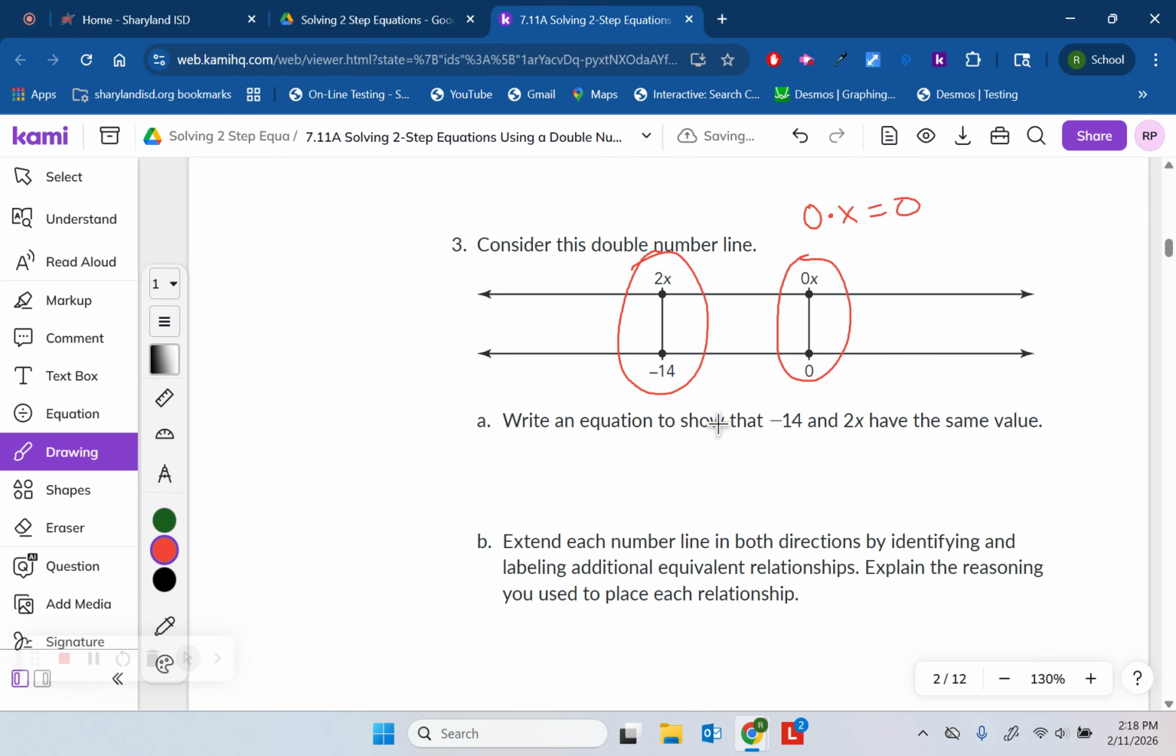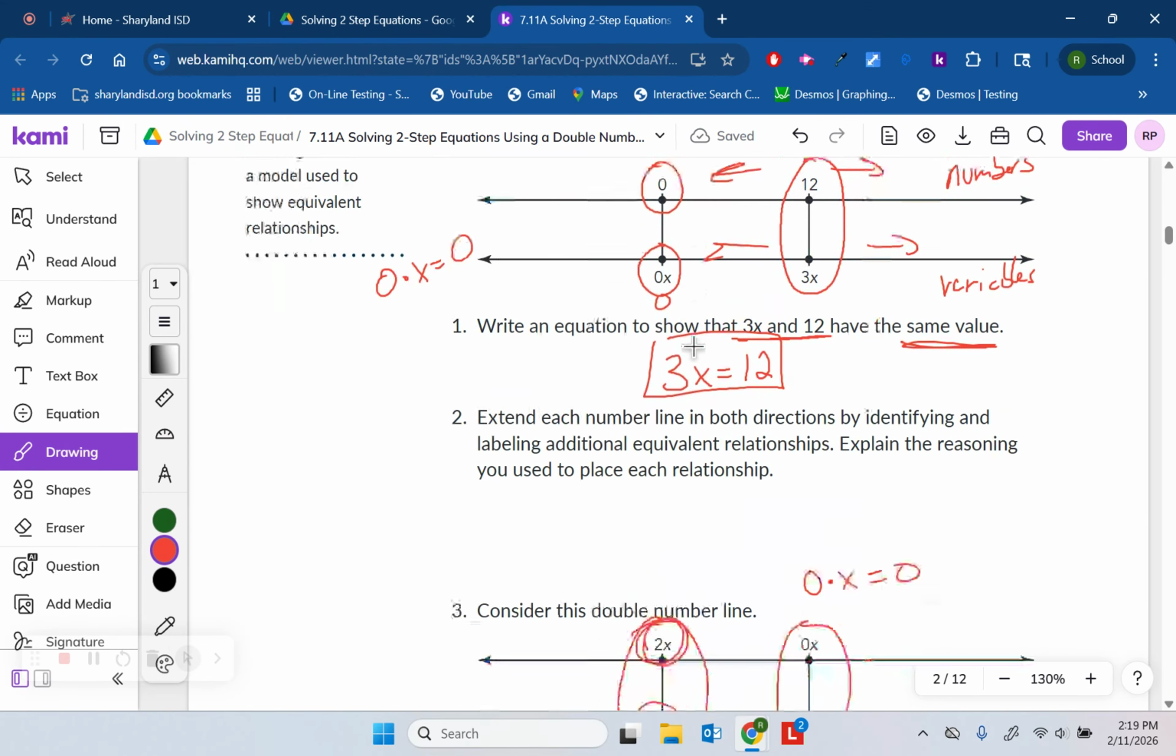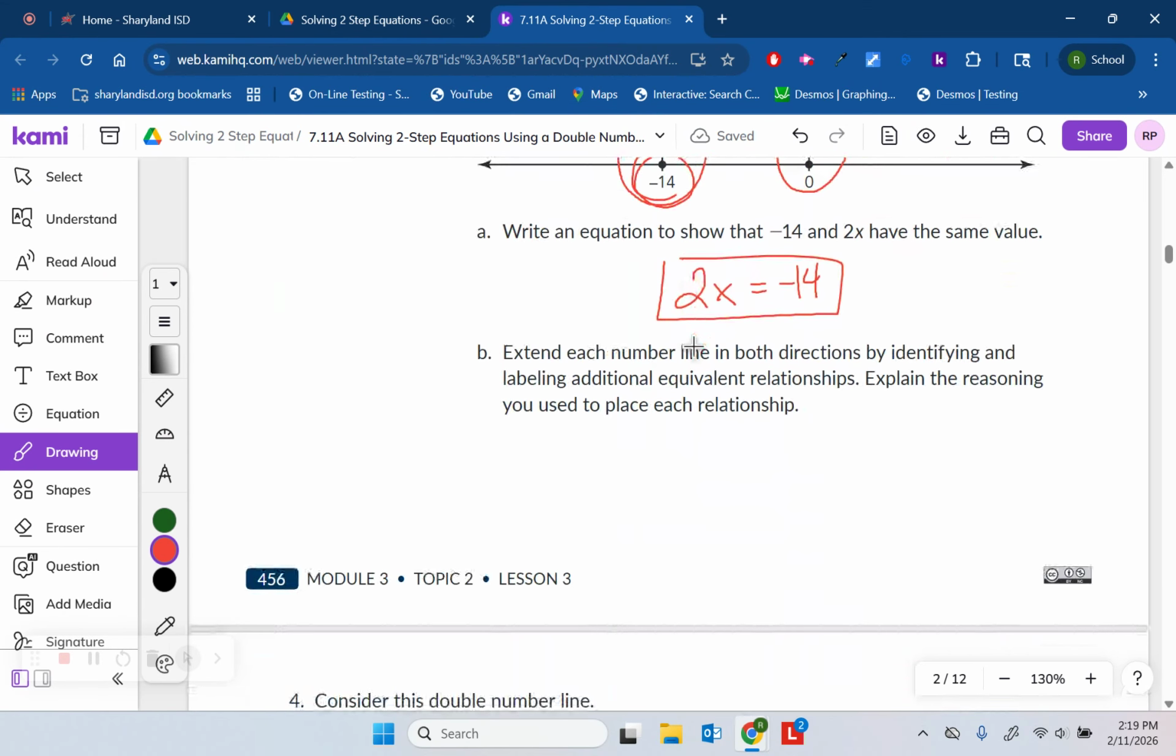Now, write an equation to show that -14 and 2x have the same value. So 2x equals what? -14, not -4, but -14. Something is going on with this 2 that's going to give me that -14. It asks us what times 2 is -14. That's what we're doing over here, right? What times 3 is going to give me that 12, which is what x equals.